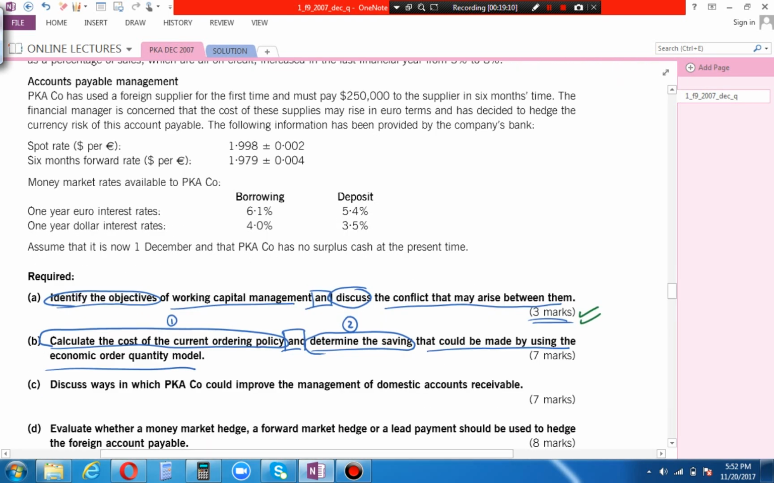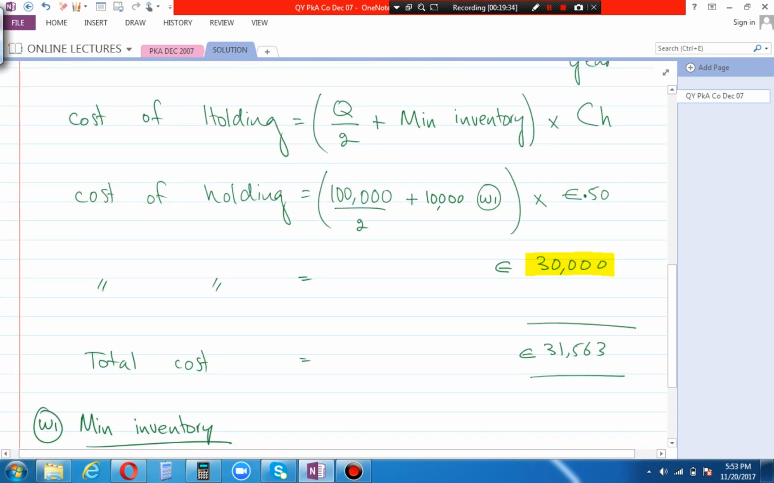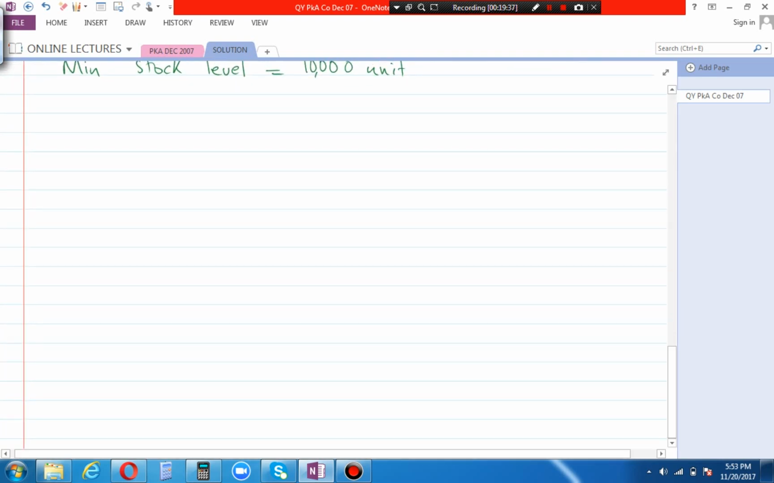Now we have to compare that with the saving from economic order quantity, because the second part of the same question is saying they determine the saving that would be made using economic order quantity. To calculate the saving, obviously you have to calculate what would be the cost from economic order quantity, and then we will see if economic order quantity is costing us more or our current policy is costing us more. So let's calculate the cost of economic order quantity. If you order in economic order quantity, then what would be the cost?